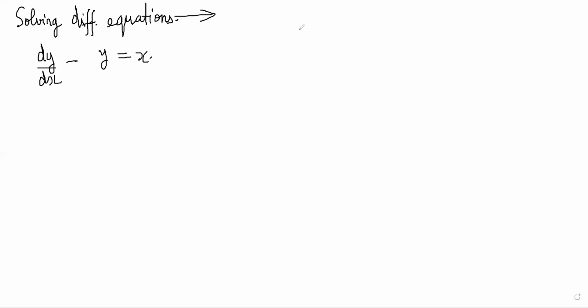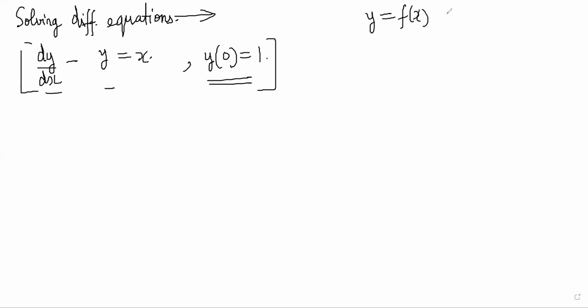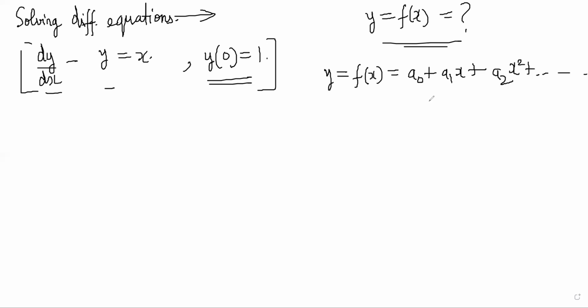What we are going to say is, and what more is given here, y of 0 is equal to 1. So this is the information provided to us, that dy by dx minus y is equal to x, and y at 0 is equal to 1. So we have to find y is equal to f of x. What is it? Let's assume that y is a power series. Let's say y is equal to f of x is equal to a0 plus a1x plus a2x square. This is the Maclaurin series for y. This is a solution to the differential equation.